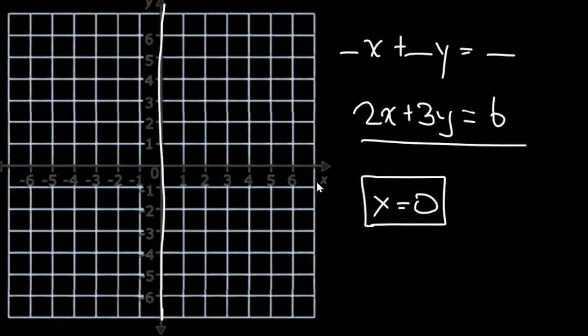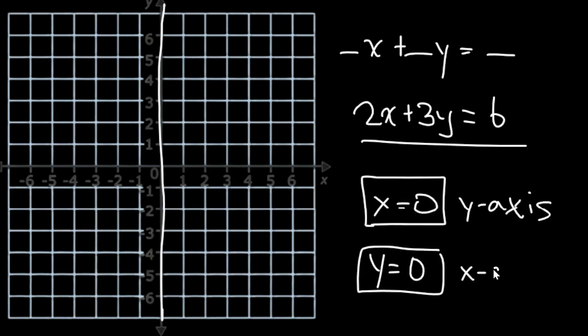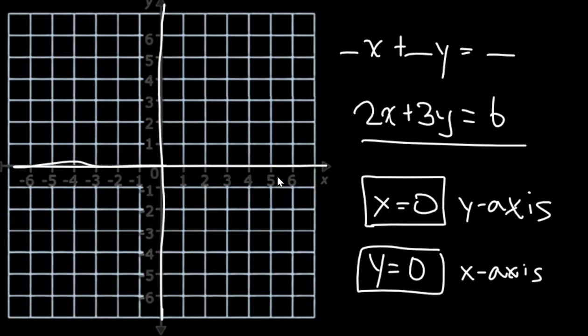The x-axis, so this is the y-axis, and y equals 0. This is the x-axis. That's the entirety of the x-axis. So now that we know that, let's see what we can do.